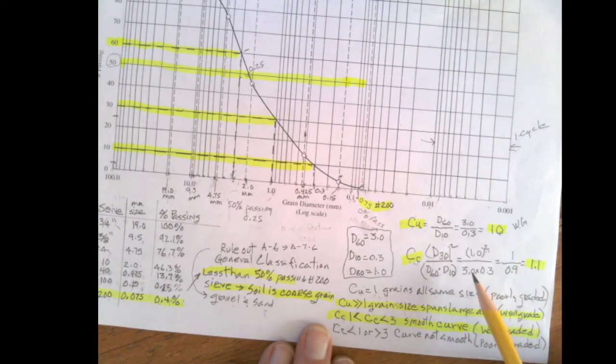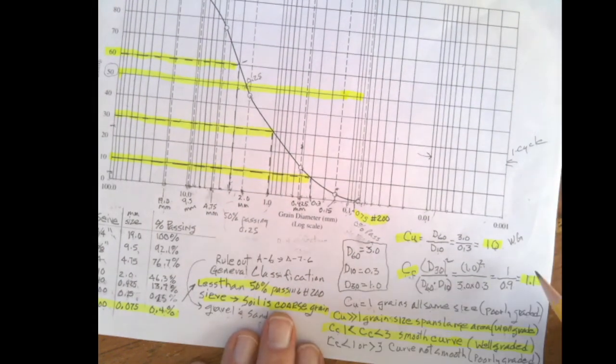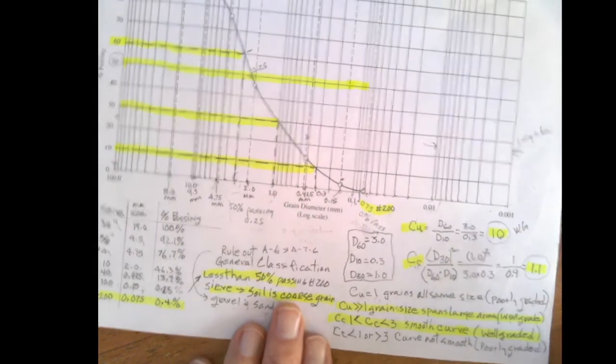Now, let's carry our formula on to the next level. We got 1 squared equals 1, and we got 3 times 0.3 is 0.9. When you divide that, let me double check my math. Hopefully we won't find something wrong at this stage, but let me look. 1 divided by 0.9 equals 1.1. So that's the coefficient of curvature right there. And this is the coefficient of uniformity that we arrived at.